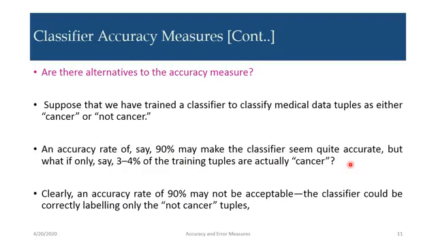So clearly an accuracy rate of 90% may not be acceptable in that case. The classifier could correctly label only the non-cancerous tuples, because most of the training tuples we have taken to build our classifier belong to the non-cancerous category. So your model can learn about the features of non-cancerous patients, but as we have only 3 to 4% training tuples which are cancerous, the model fails to learn about the features of the cancerous patient. That is why this 90% accuracy is not acceptable.